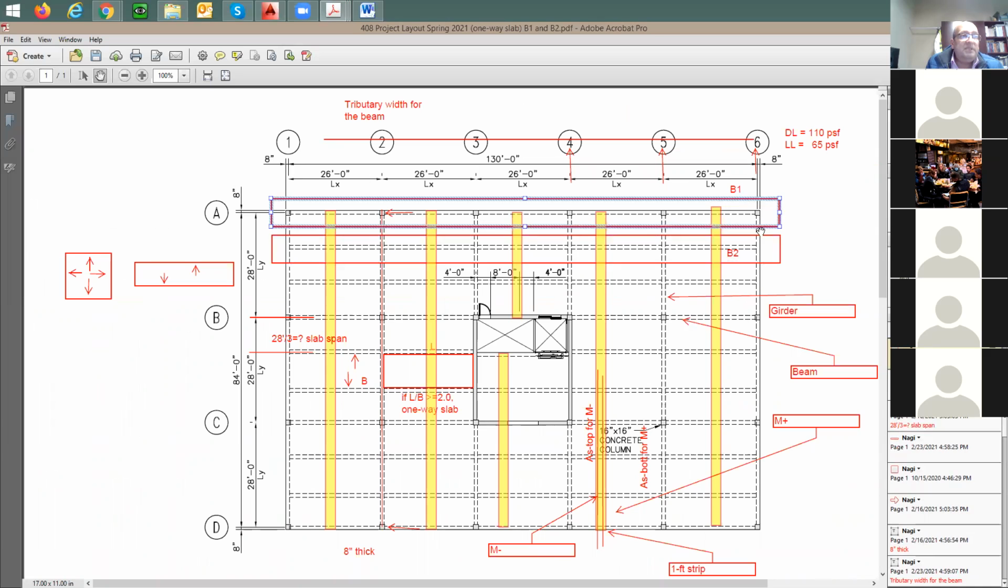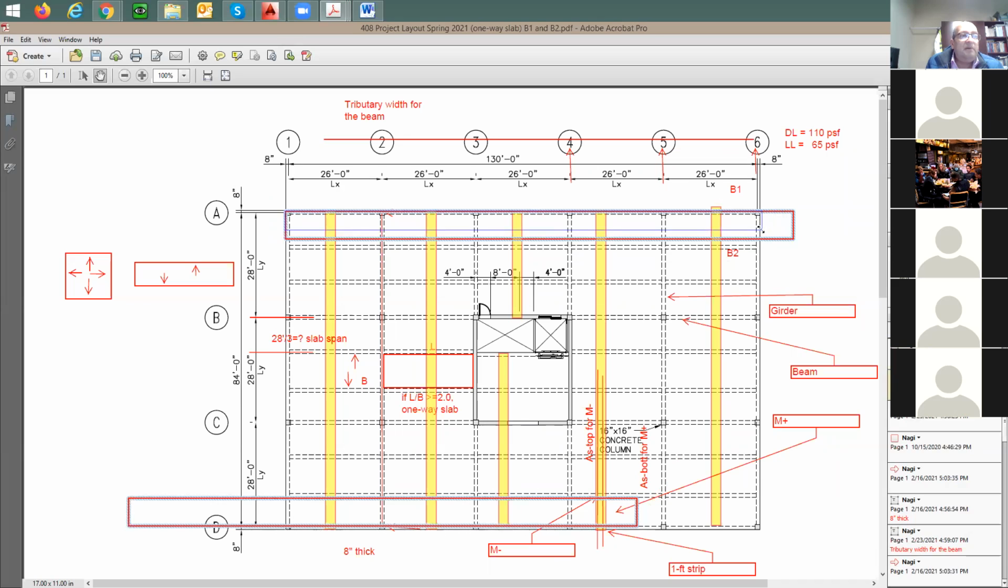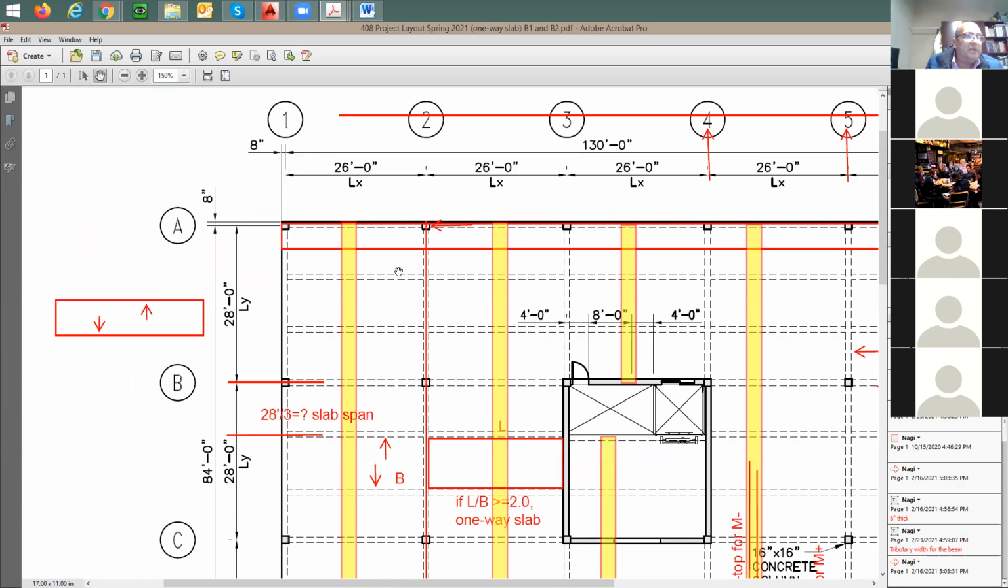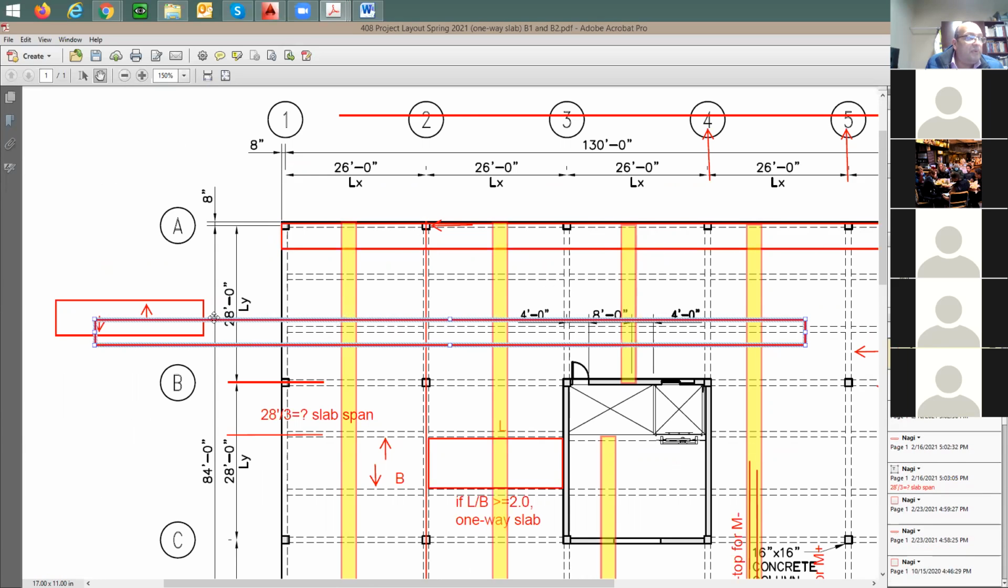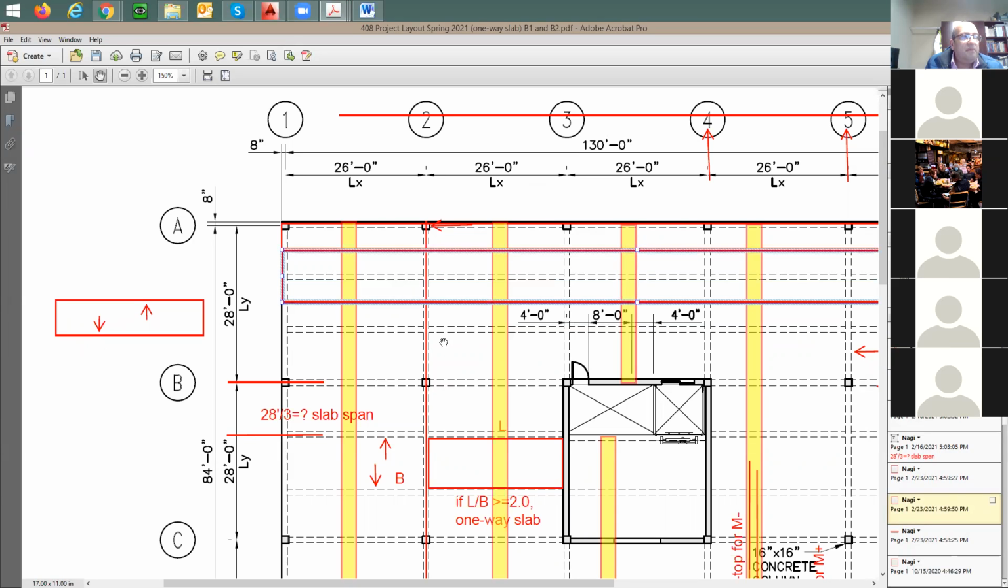Let's say B1 supports the load from here to here, to the middle of that distance between the two beams, right? So if you take the slab span, which means from here to there, divide this by 2, this area here is going to be supported by beam 1. And for beam 2, it's going to support the distance from half the way between the two beams all the way to here. Does that make sense?